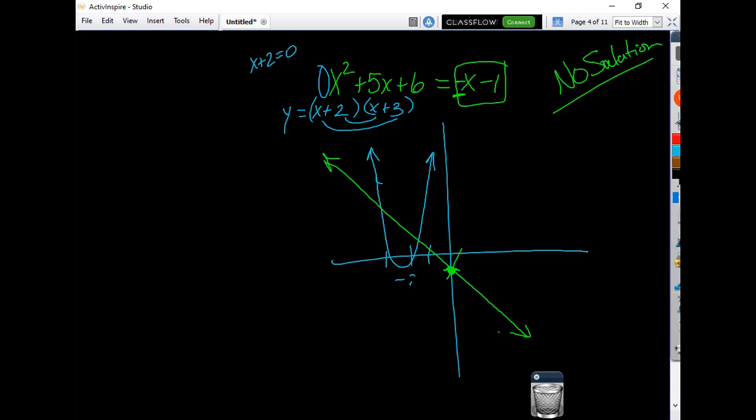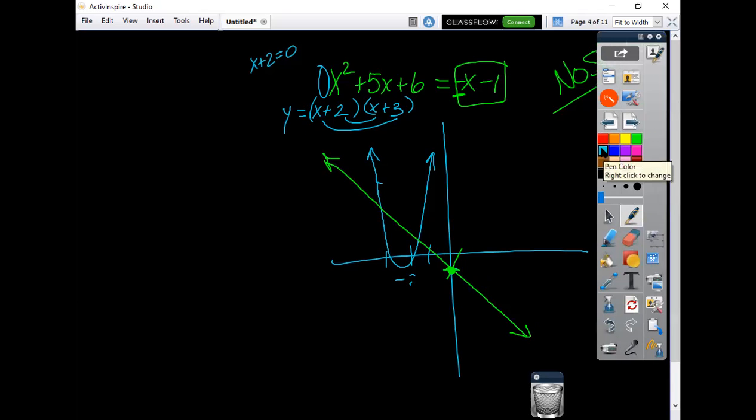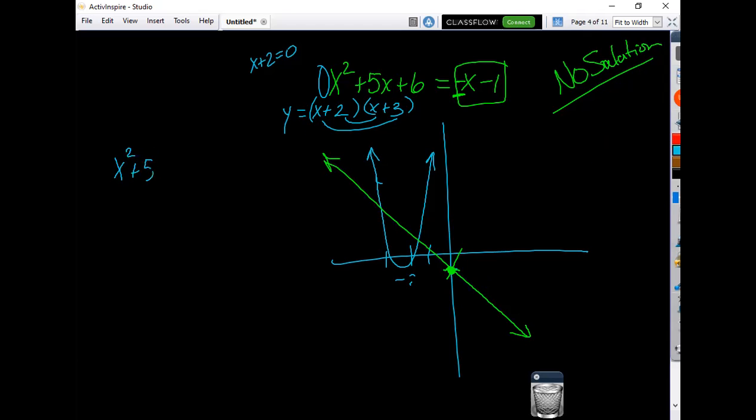Let's go back to that original problem and see what happens had we tried to solve that algebraically. We should get not possible. So if I do x squared plus 5x plus 6 equals my x minus 1 that I had, bring that x over, that would be 4x. Add that 1 over, I'd have 7.